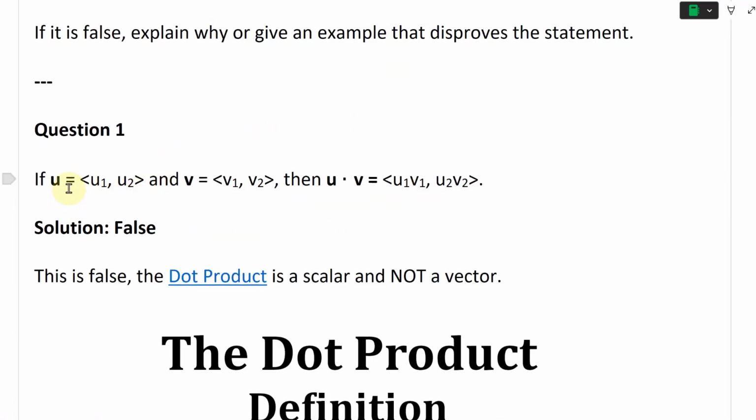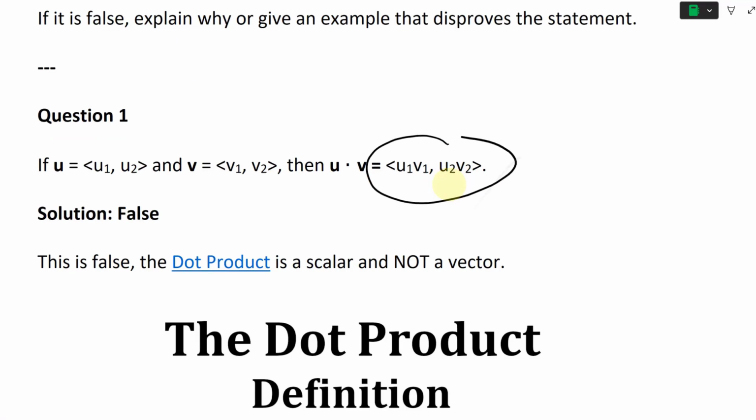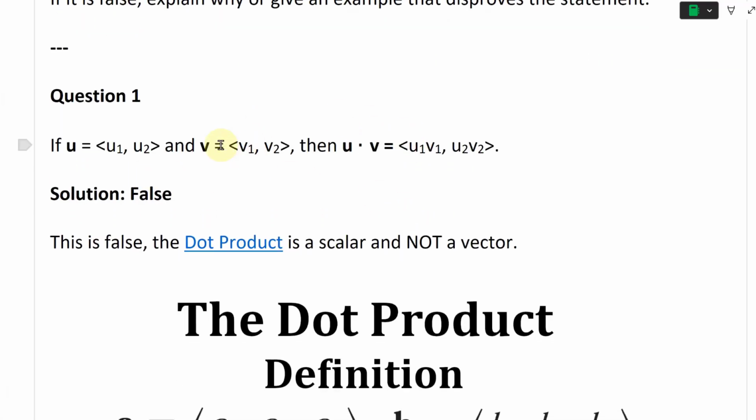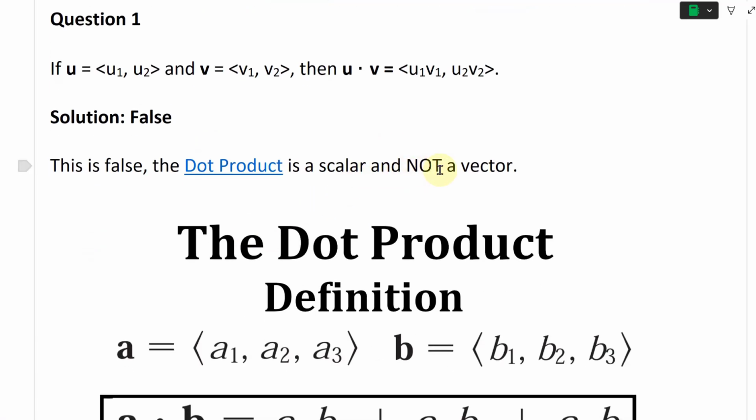This one states, if the vector u has components u1 and u2, and the vector v has components v1 and v2, then the dot product u dot v is equal to (u1 times v1, u2 times v2). Well, this is a vector, and the dot product is actually a scalar, so this is just false right off the bat. The dot product is a scalar and not a vector.